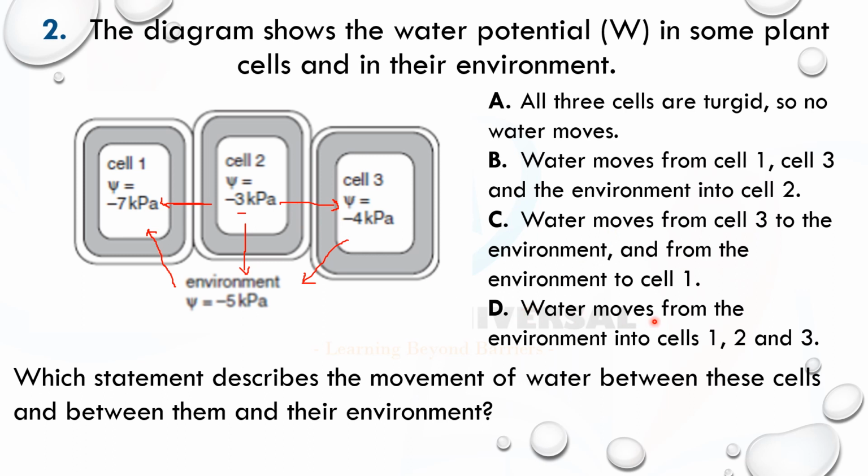D says water moves from the environment into cell. No, water can move from the environment into this, because it's moving from less negative to more negative. But it cannot move from more negative to less negative. So D is wrong. So C is the correct answer. Sorry for the background noise.